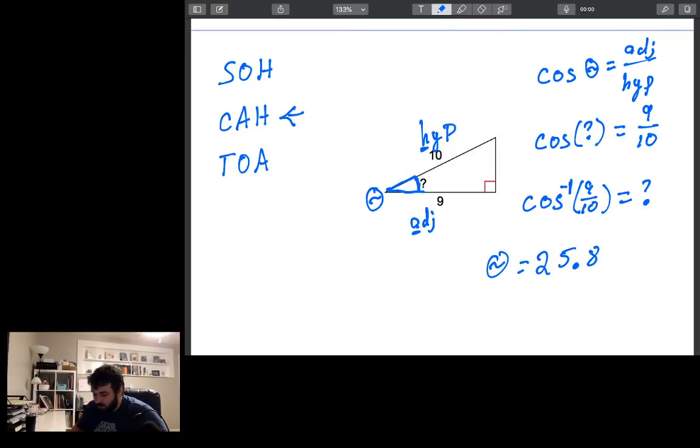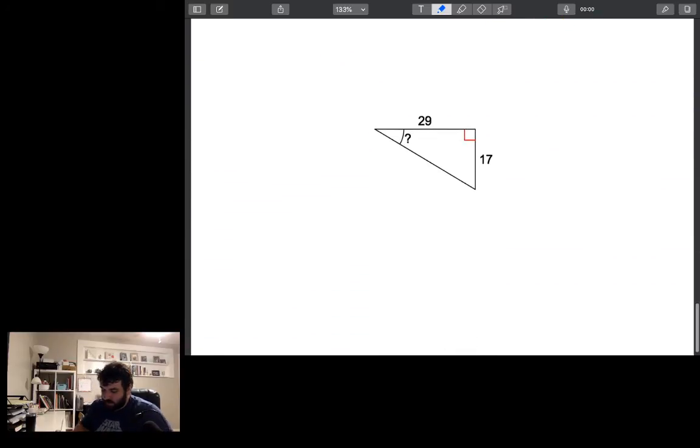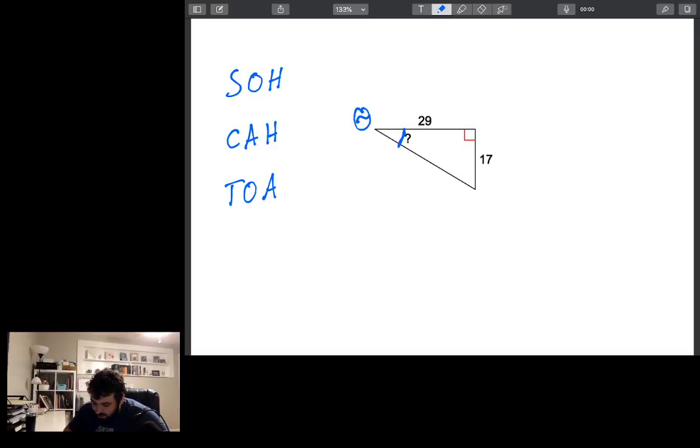All right, and one more quick example on this. I've got 29, I've got 17, I've got an unknown angle. Looking back at our little acronym, SOHCAHTOA, and labeling in theta as our unknown angle. We go through our hypotenuse. Hey, that's not labeled this time. I've got an opposite, and I've got an adjacent that makes up my theta.